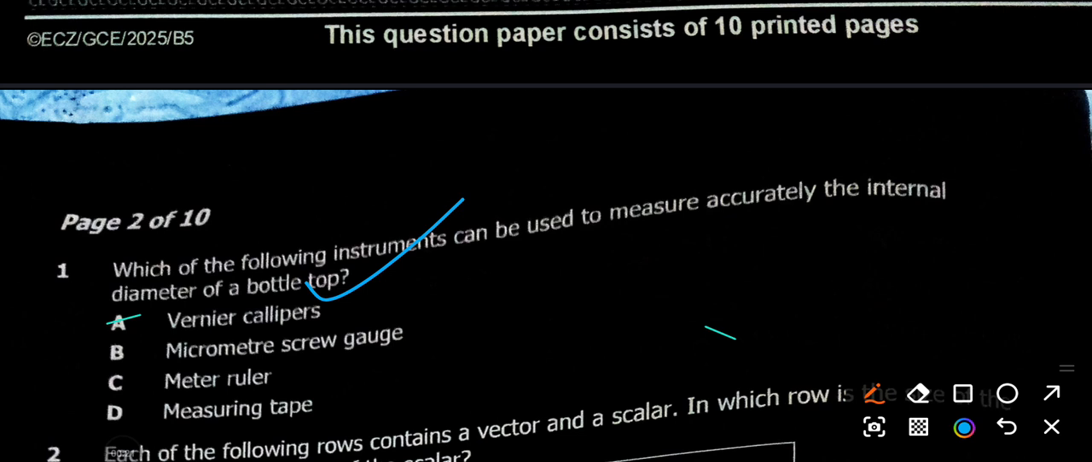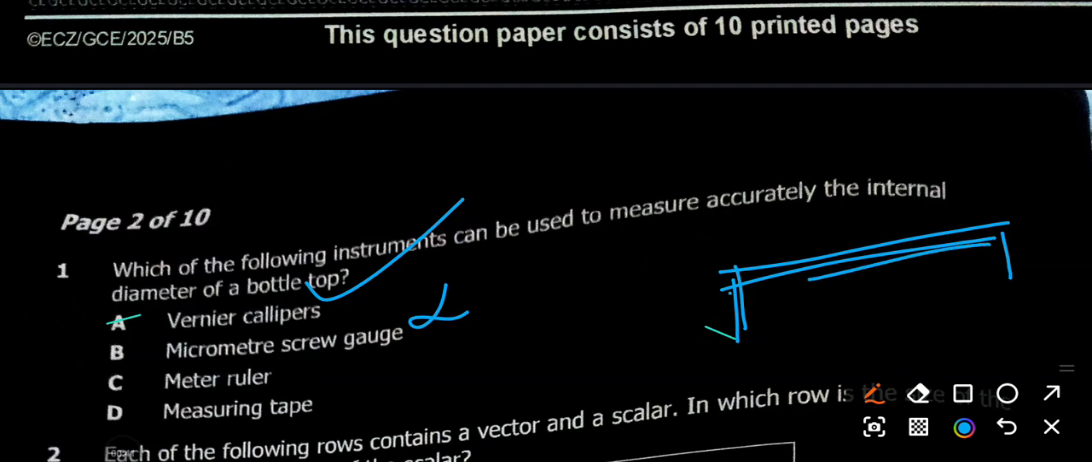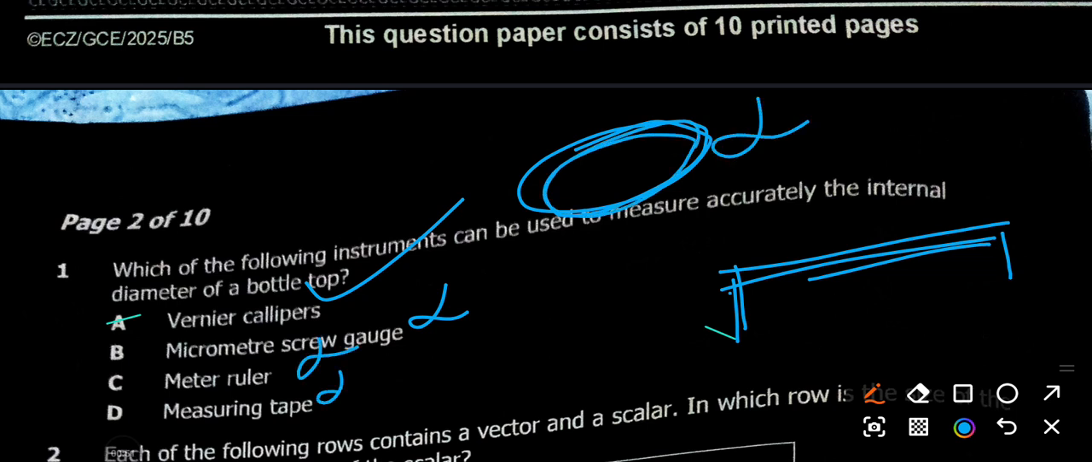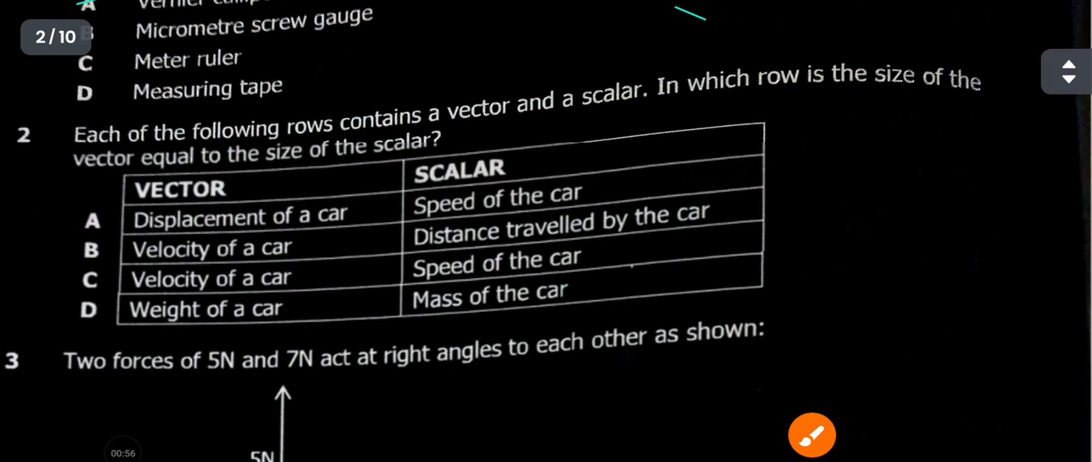A micrometer screw gauge cannot be used because it is designed to measure small lengths. So, for such an instance, it can't work. A meter rule cannot be used because it is designed to measure lengths that are in the form of a straight line, not in the case of a bottle top that has curved surfaces. Same applies to a measuring tape. The best answer here is a vernier caliper.